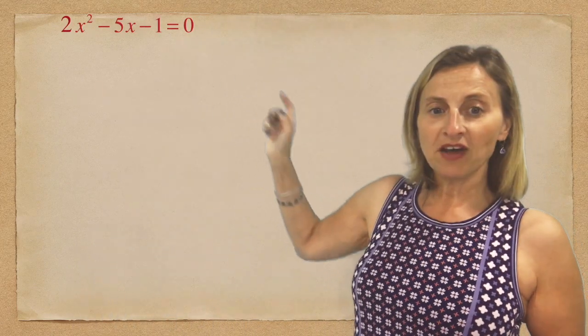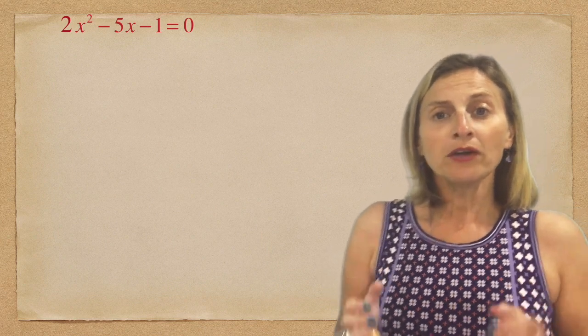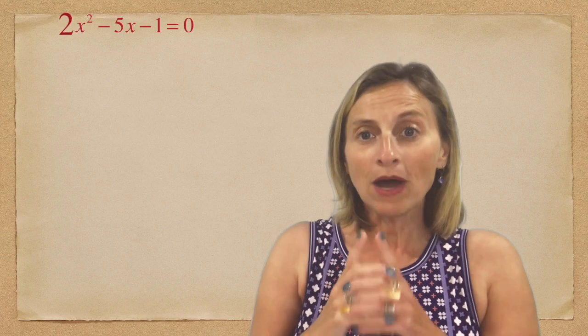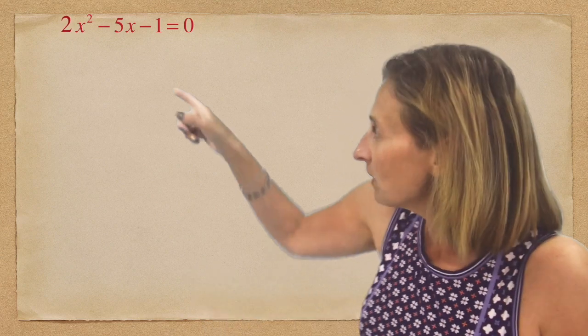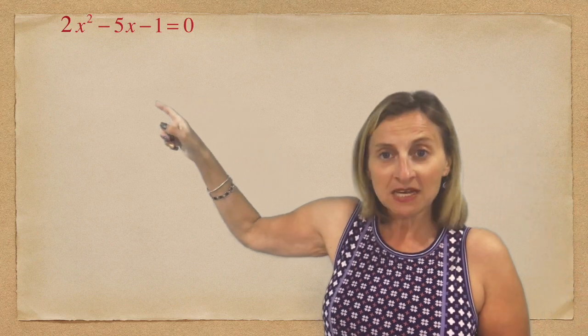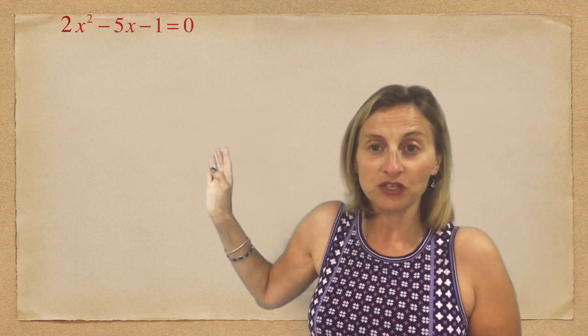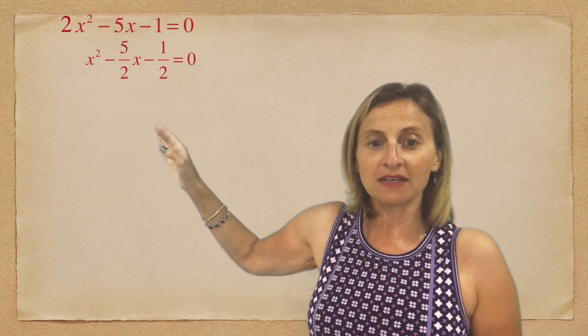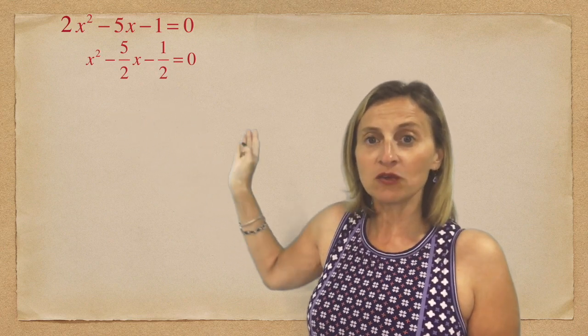2x squared minus 5x minus 1 equals 0. We're going to do this one by completing the square as well, because what I'd like to do is to show you one more completing the square. And of course this one has the number in front of the x squared. It has a equals 2. And that means that we need to divide everything by 2 first. So you have x squared minus 5 over 2x minus a half equals 0.